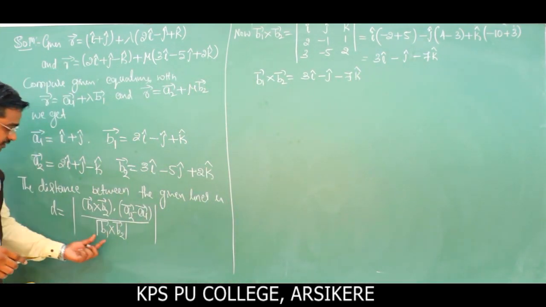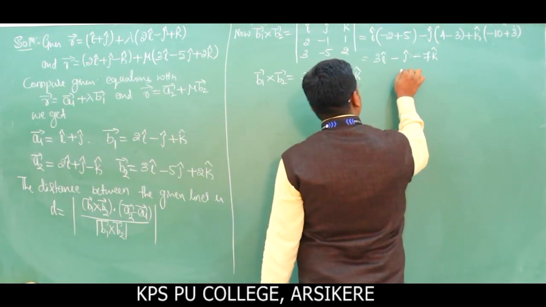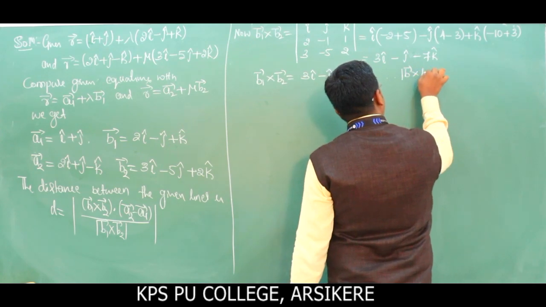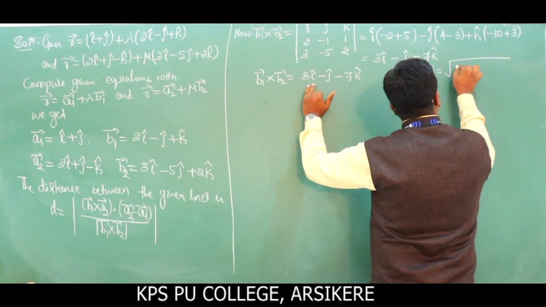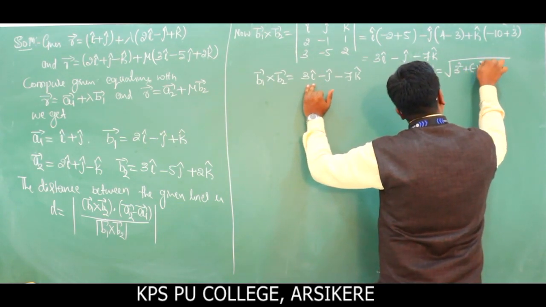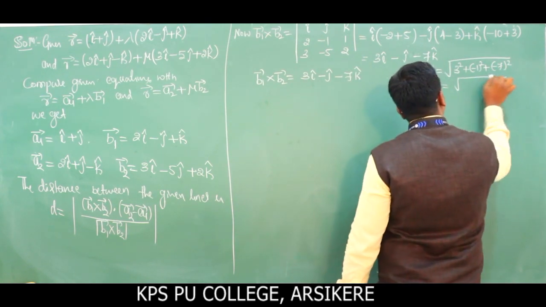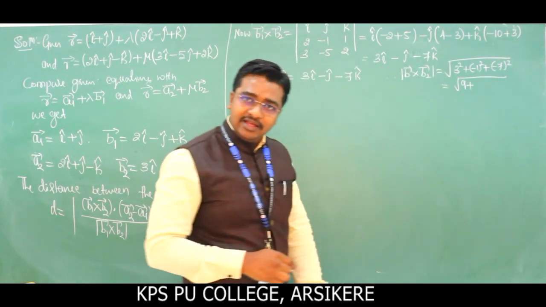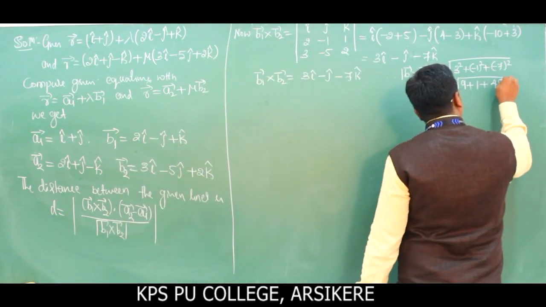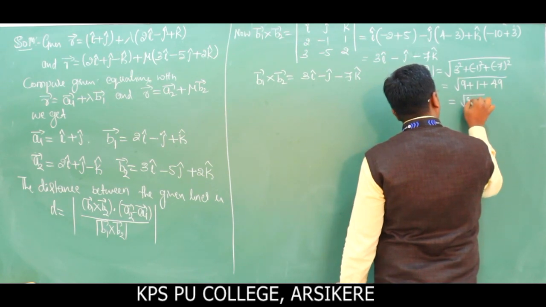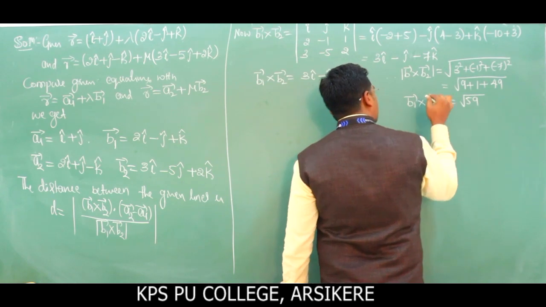Similarly, in the expression we need the modulus of b1 cross b2, which we have to find out. So mod of b1 cross b2 is equal to square root of 3 square plus minus 1 whole square plus minus 7 whole square. This becomes 9 plus 1 plus 49, so in total we are left with root 59. This is the magnitude of vector b1 cross vector b2.